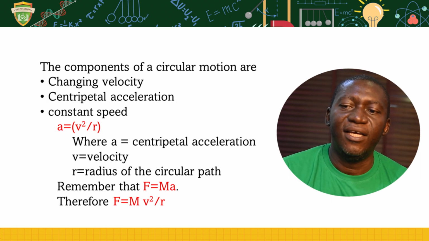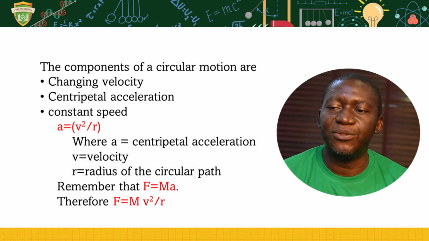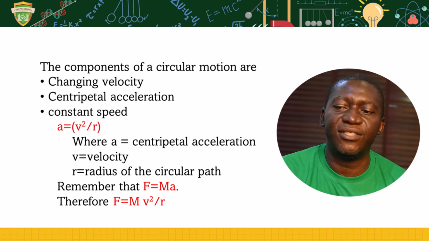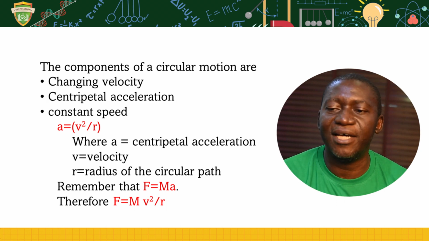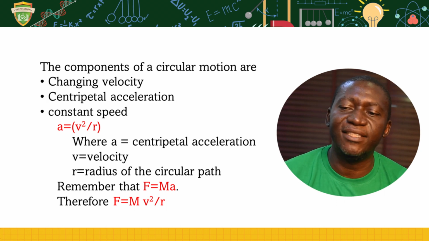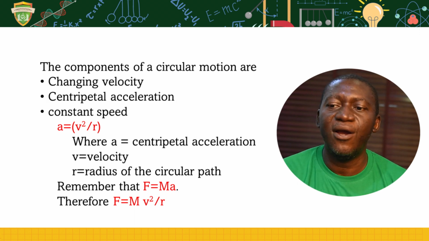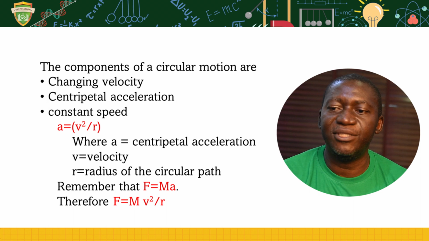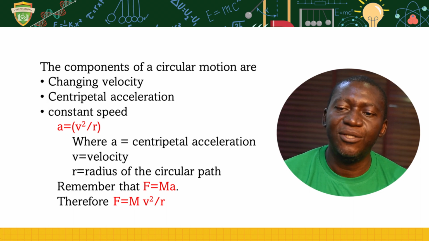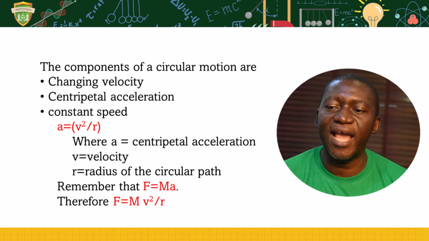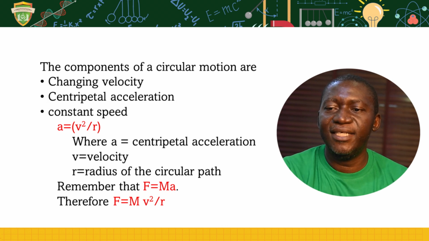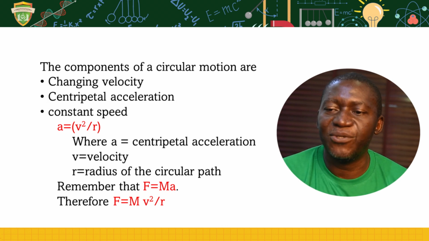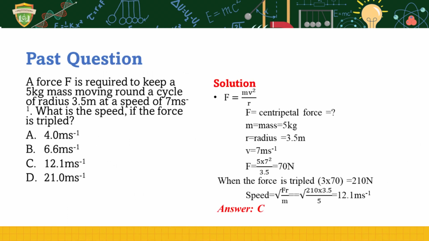The next thing we talk about is centripetal force, F. That is the force that keeps the body along that path. It is the product of the mass multiplied by the acceleration, which gives F = mv squared over r. Now, let's take a look at some past questions under circular motion and see how we can solve them.